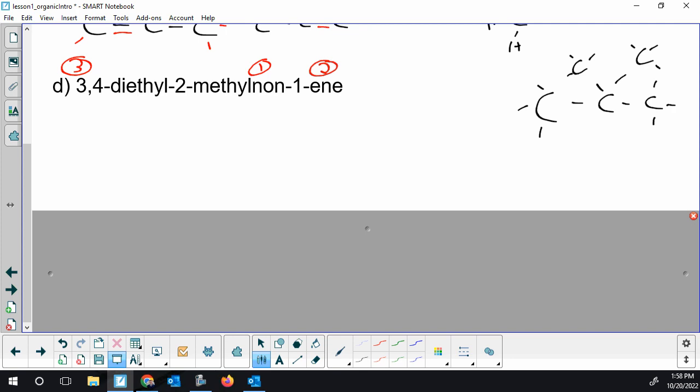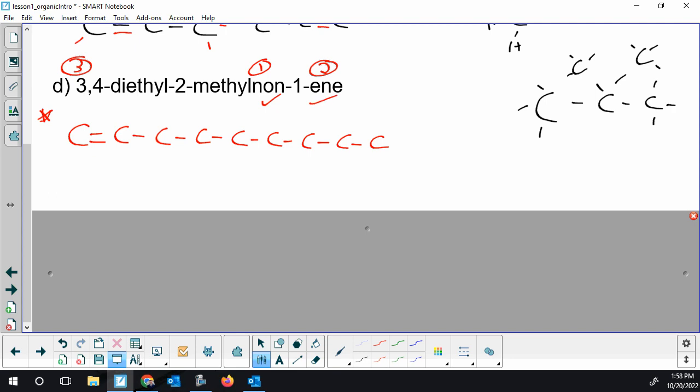So, non is 9. 1, 2, 3, 4, 5, 6, 7, 8, 9. I just put them in a straight line. I'm not bothering with VSEPR, the bond angles. So there's non-1-ene, double bond in the 1 position. I'm going to count from the left. If you put your double bond on the far right, you're correct. You would have to have the mirror image of mine.